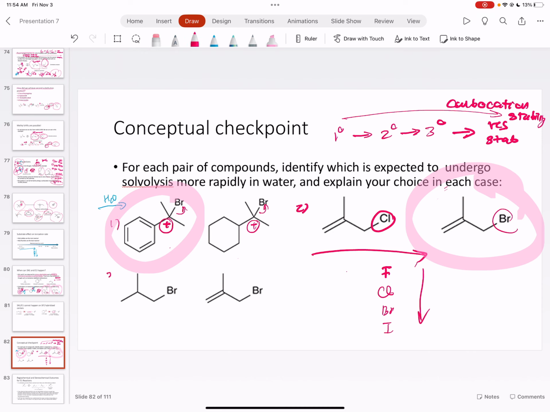And then for the third problem, we use the same logic as on the first one. If my group was to leave, I'll get a positive charge in here, and then this one will be much better, right? Because that one seems like it's resonance stabilized.